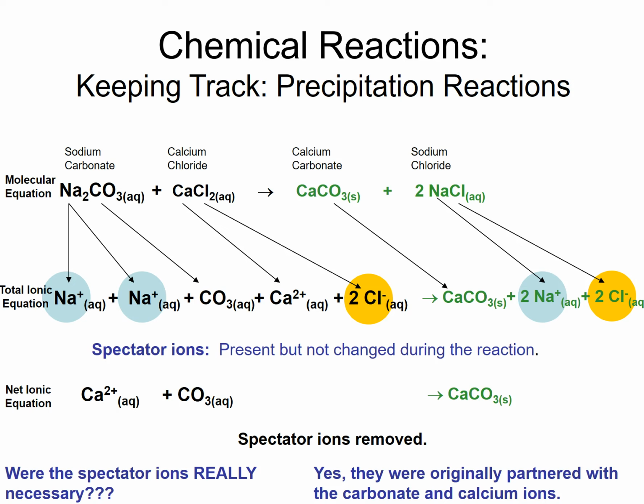Those spectator ions are important. Without them, carbonate could not have arrived at this chemical equation, and neither could calcium. But after they're in solution, after they're floating around freely, the importance of the spectator ions is no longer necessary, and what becomes important are the ions that actually combine to form something new, like the calcium carbonate solid.